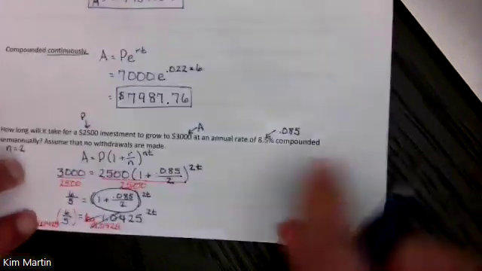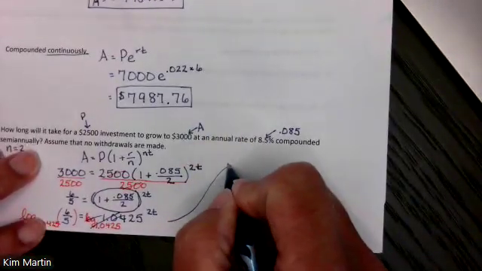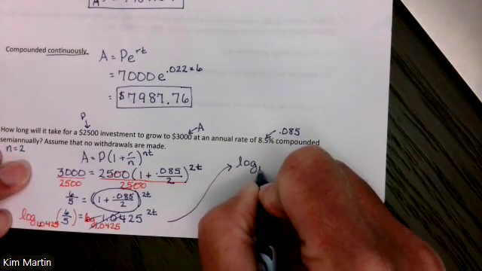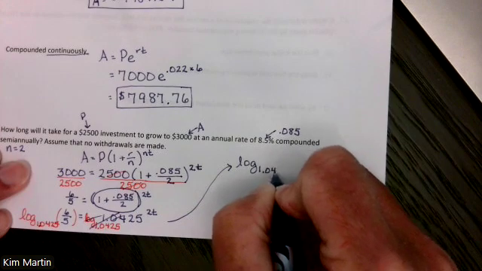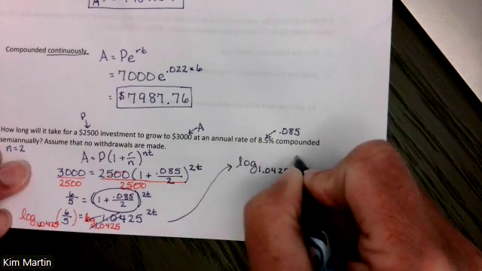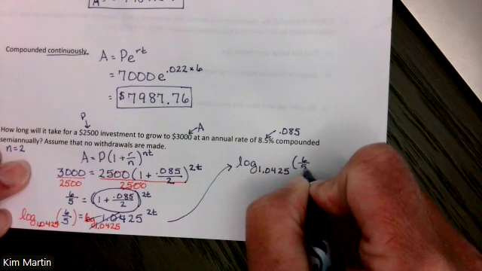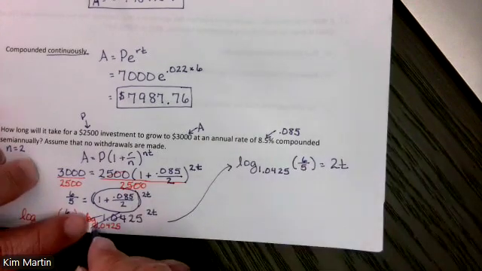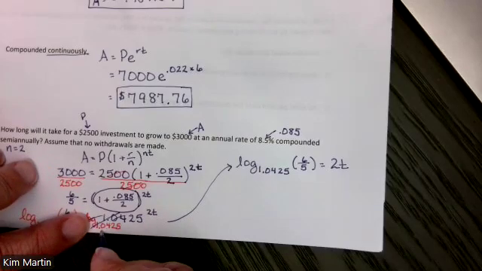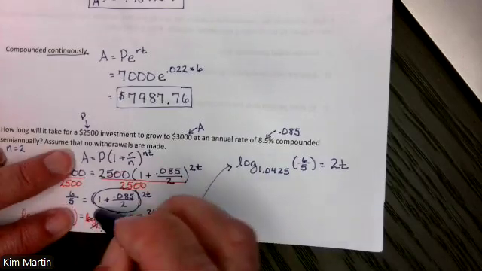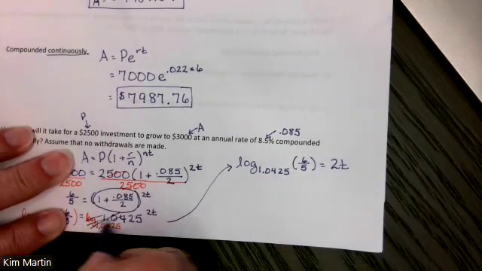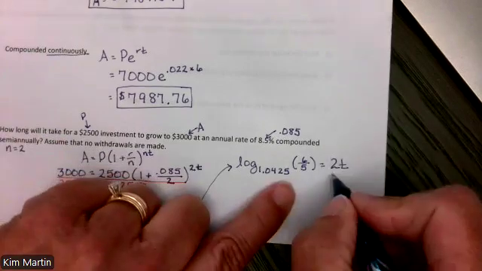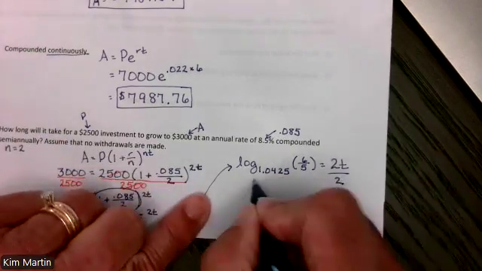So on this side, I got to go over here. I'm running out of room. Log base 1.0425 of 6/5 is now equal to 2t. Again, we used our properties: log base that of this base, and that cancels each other out. It's kind of messy at this point. Last step we do: divide by 2.